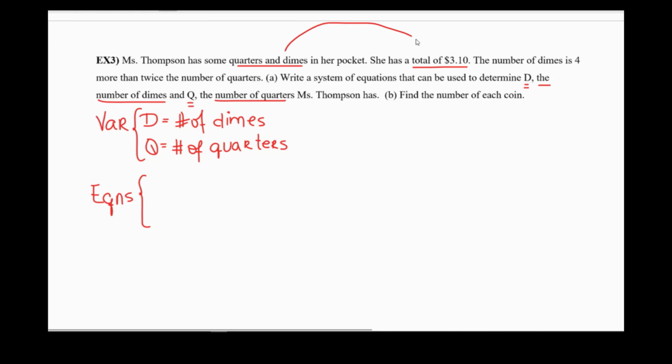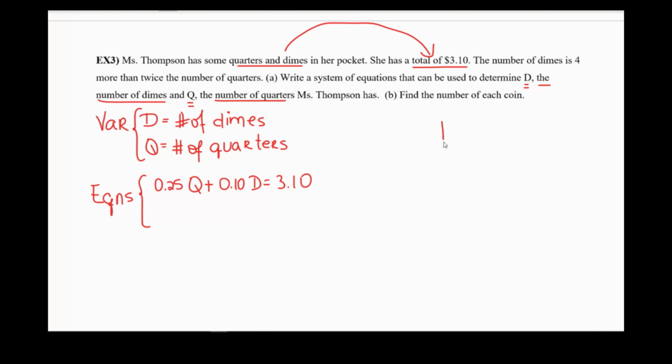So right there, I see a total. So I'm going to write quarters plus dimes equals $3.10. Please remember to add the value of the quarter, which in this case is 25 cents, and the value of a dime, which is 10 cents. So right there is the first equation.